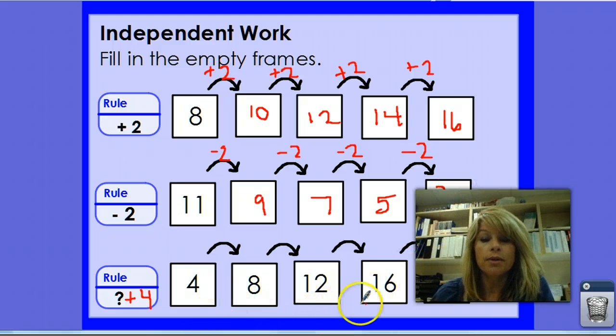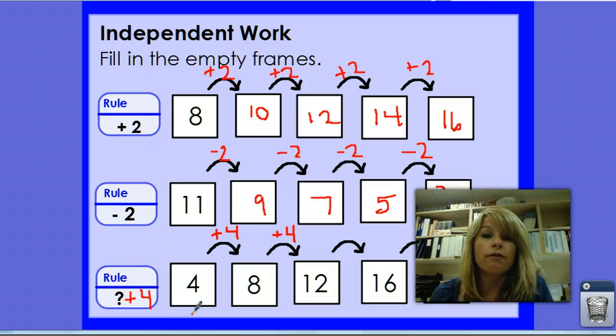Down here the frames are already filled in, and you need to figure out what the rule is. To do that, you go from one number to the next and figure out what happened. If I start at 4 and I get to 8, I need to add 4 to get there. If I go from 8 to 12, it's plus 4. Again, the rule stays the same all the way down. So I know that the rule for this frames and arrows is plus 4.